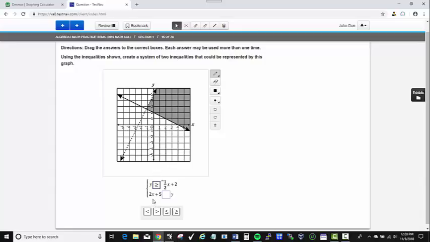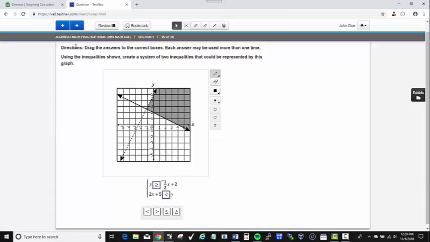And this one is 2x plus 5, blank y. See, that's plus 5. It's a dotted line, so you know it's just a less than, and it's shaded below. So that's going to be a less than.